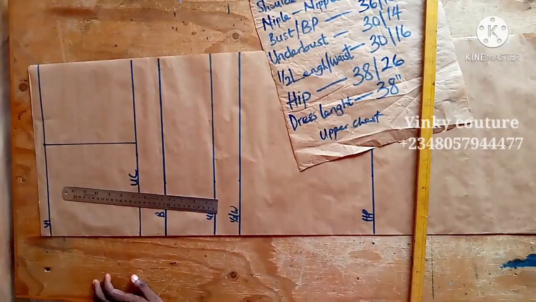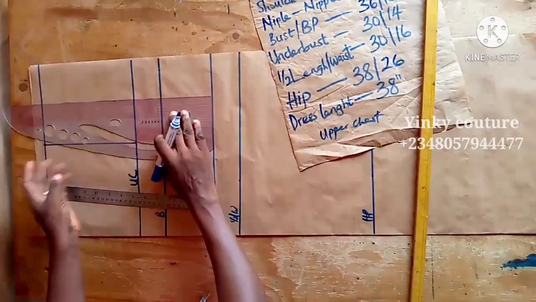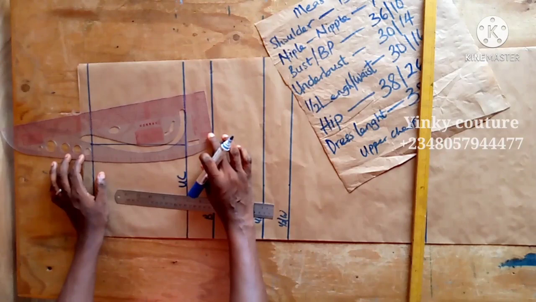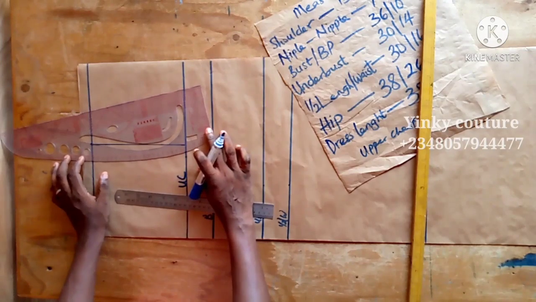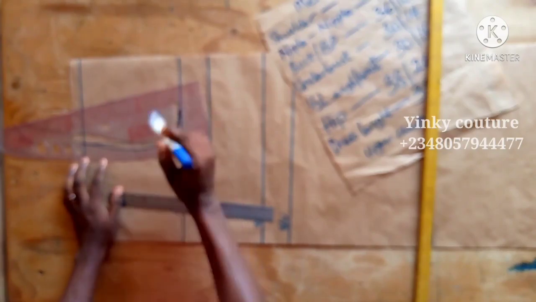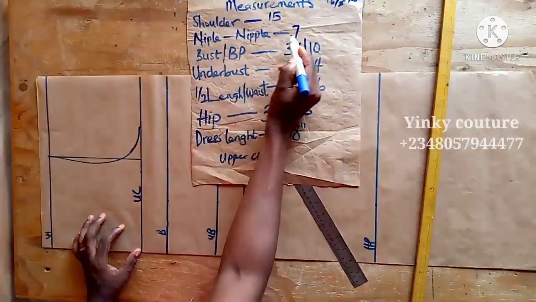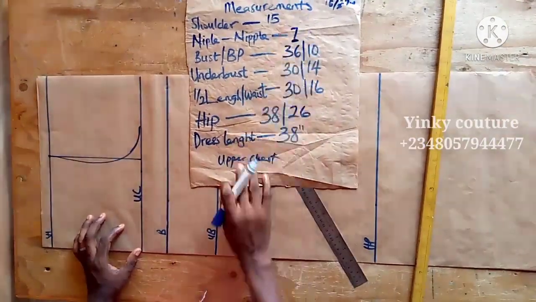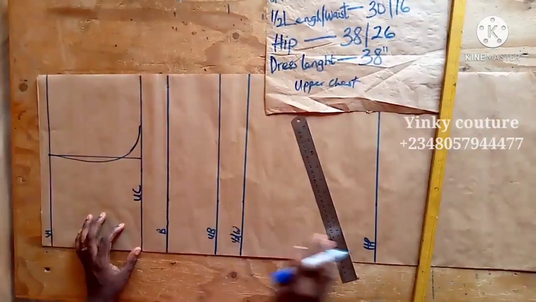Then from there I can take the armhole cuff like so. Just place your pattern paper like so and take your armhole cuff. So all I'm doing is the basic bodice pattern drafting.